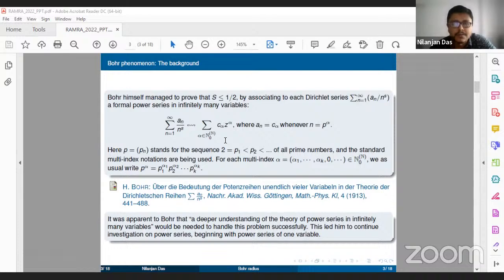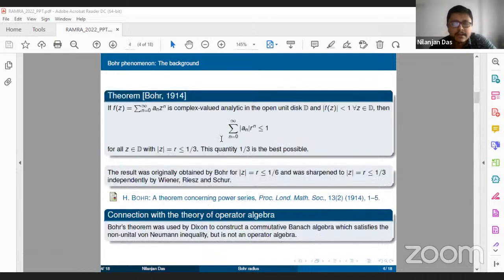He started with power series of one variable, and that gave his notable theorem in 1914, which says precisely: if f(z) is a complex valued analytic self-map of the open unit disk D with Taylor expansion sum over n from 0 to infinity of a_n z^n, then the majorant series, the sum over n from 0 to infinity of |a_n| r^n, is less than or equal to 1 for |z| less than or equal to 1/3. And this quantity 1/3 cannot be improved. That can be seen by considering disk automorphisms and calculating the radius, of course.